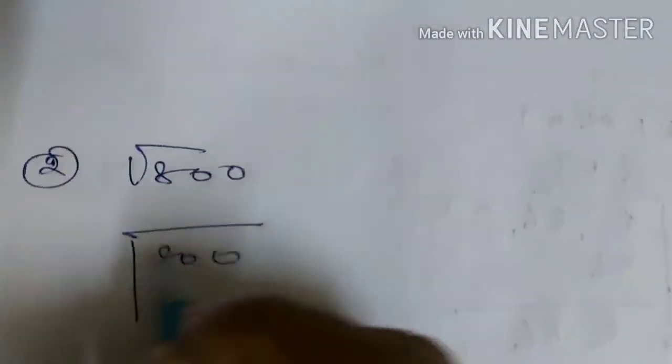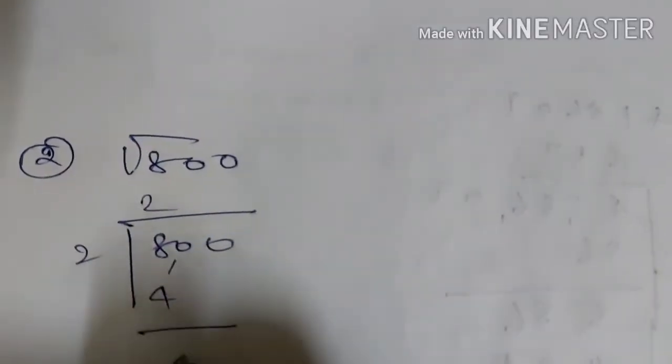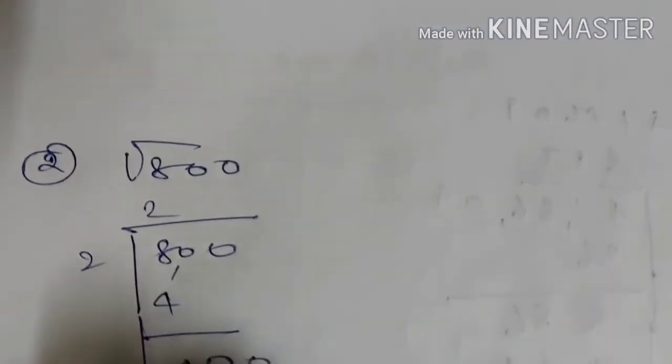Second sum, square root of 800. The same manner, we take the value by the long division method.